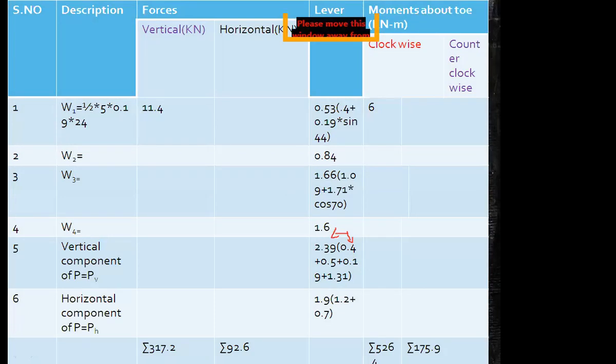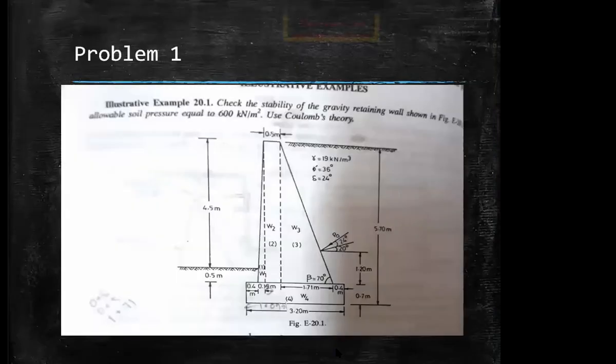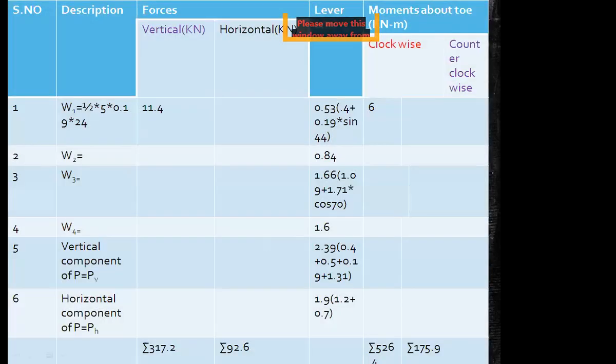Now, see, this is the table. This is how you need to prepare a table to calculate the forces of the weights. As mentioned in the diagram, the total retaining wall is divided into four known geometries, right? Here, 1, 2, 3, 4. So we need to calculate W1, W2, W3, W4. So we need to prepare a table like this.